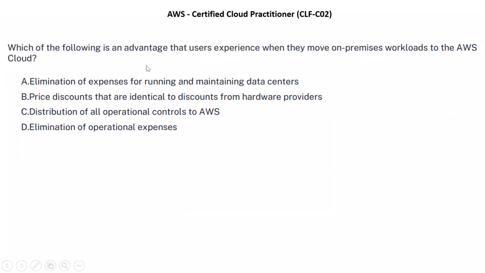Which of the following is an advantage that users experience when they move on-premises workloads to the AWS cloud? Option A. Elimination of expenses for running and maintaining data centers. Option B. Price discounts that are identical to discounts from hardware providers. Option C. Distribution of all operational controls to AWS. Option D. Elimination of operational expenses.